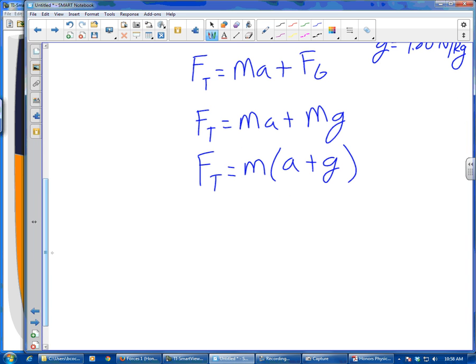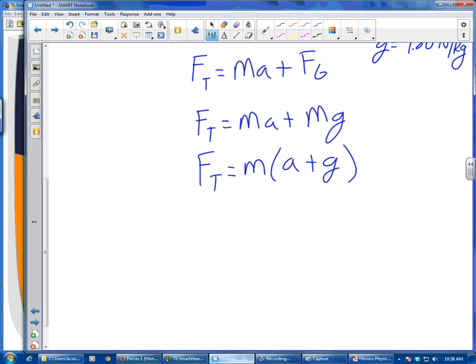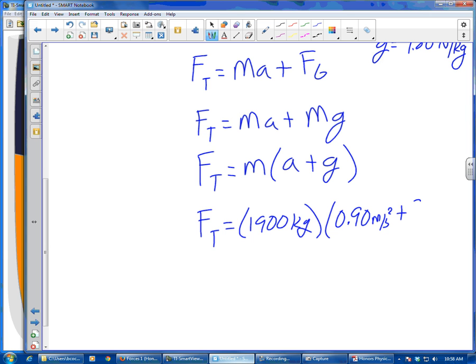And now all I'm doing is substituting in. Let's see, what do I have? 1900 and 0.9. So F_T equals 1900 kilograms. Nice, they gave me base units. Times 0.90 meters per second squared plus, that's the acceleration, yep, 9.8. Now meters per second squared and newtons per kilogram are actually the same units, so we can add those two together. I know they don't appear to be the same, but they are.